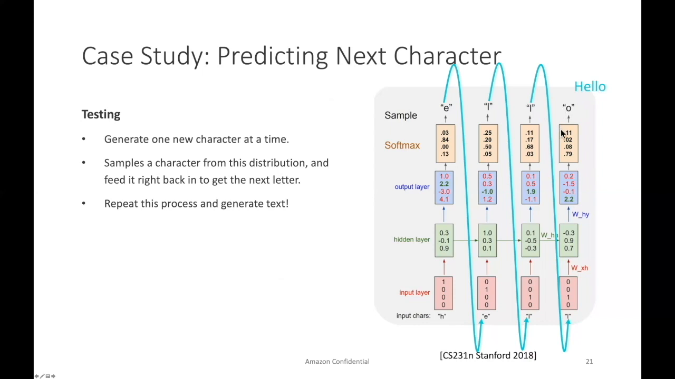This is called autoregressive generation. Autoregressive means that you are taking the previous time step and generating the next, and you are taking the previous time step result and using it as input to the next time step for generating again.